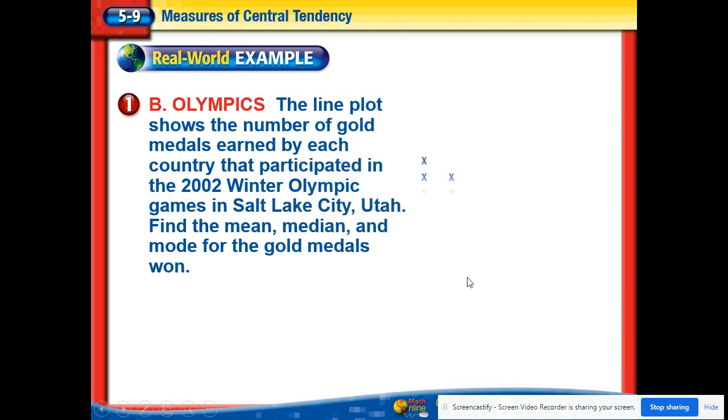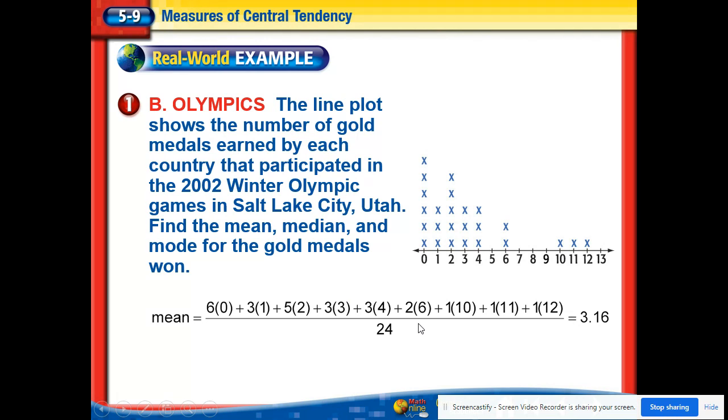All right, let's try another one. This is a little different way of it being shown. This is a line plot. That means we have 1, 2, 3, 4, 5, 6 zeros, a couple of 1s, 2s, 3s, 4s, and so on and so forth. And we're still going to do the mean, median, and mode.